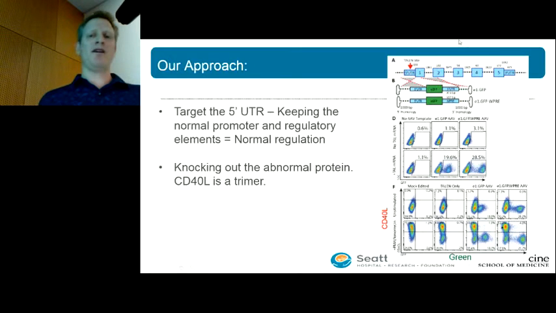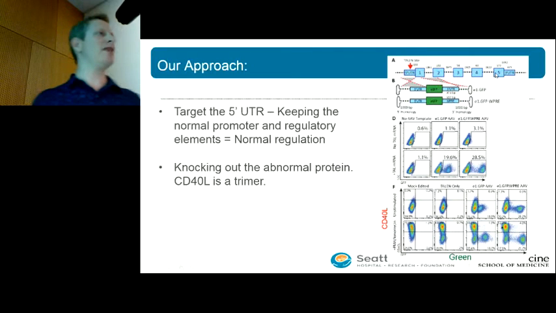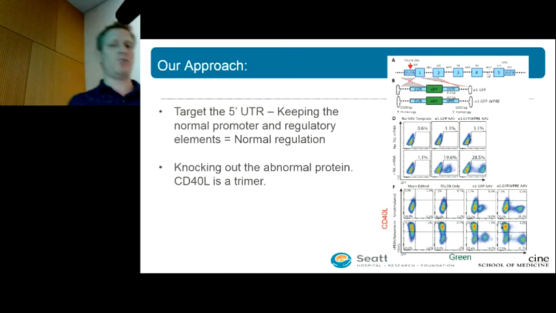And the other thing, as I mentioned before, is that if you get a normal and an abnormal protein, and CD40 ligand is a trimer, sometimes you can get into trouble. So if you insert the template and you have a stop codon at the end of your sequence, then nothing of the downstream signal is going to be made. So you won't make the abnormal protein. You put it in the right site, it's regulated normally, and you don't get any of the abnormal gene or protein. You should be safe.